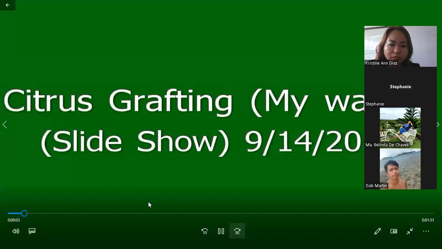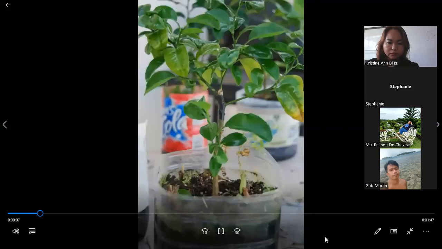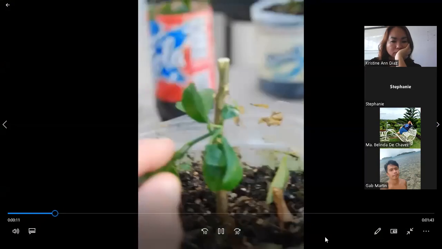Citrus grafting. This is my fourth video. I took a tree that I previously tried to graft and the graft didn't work. So I cut it off below the tape and I'm trying again.